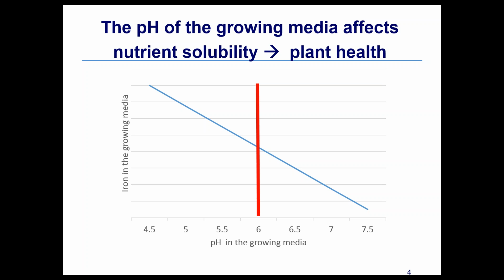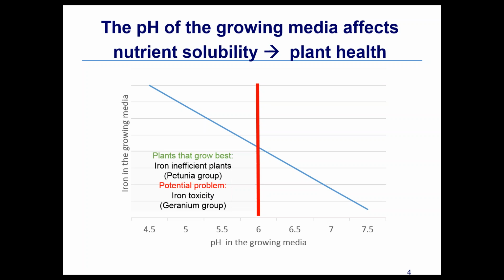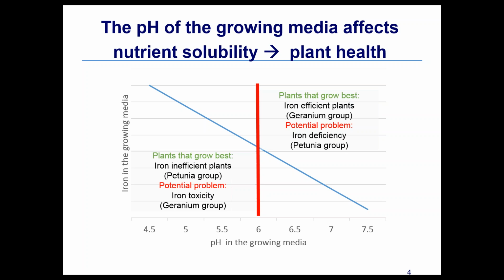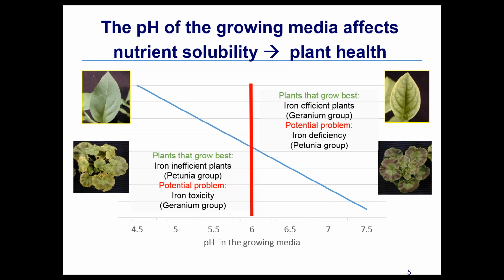Again, we draw the line at pH 6, and what we need to think about is that if our growing media is under pH 6, the plants that will grow best are those in the petunia group that are not as efficient at uptaking iron, because they need more availability of iron at the low pH. And under that pH, our geranium group will have a potential problem resulting in iron toxicity.